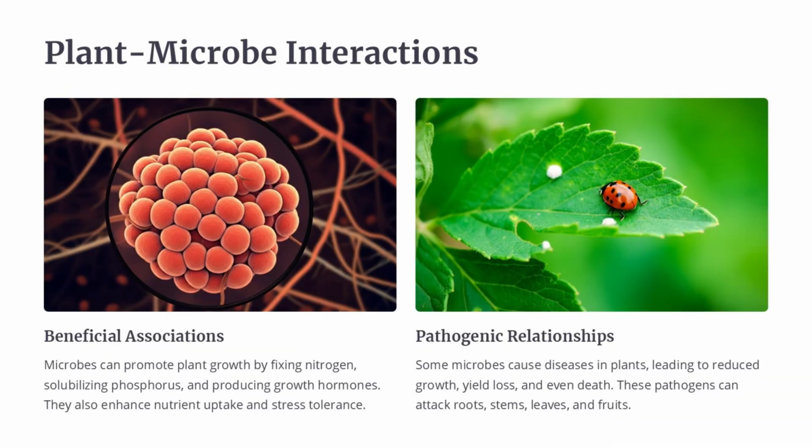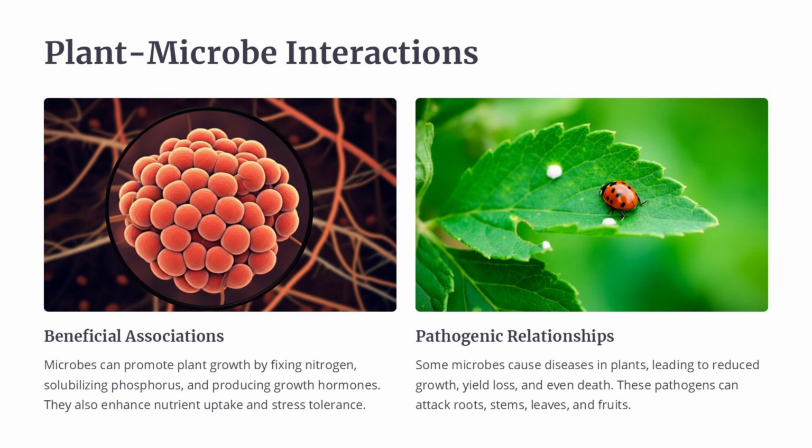Plant-microbe interactions are critical for plant health and productivity. Microbes can have both beneficial and pathogenic relationships with plants. Beneficial microbes promote plant growth through nitrogen fixation, phosphorus solubilization, and production of growth hormones. They also enhance nutrient uptake and stress tolerance in plants. On the other hand, some microbes cause diseases in plants, leading to reduced growth, yield loss, and even death.